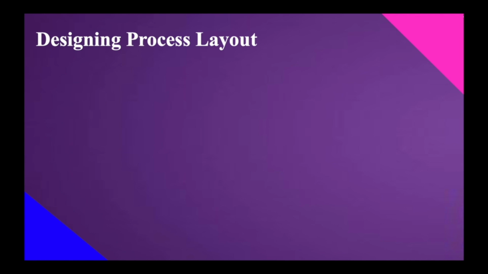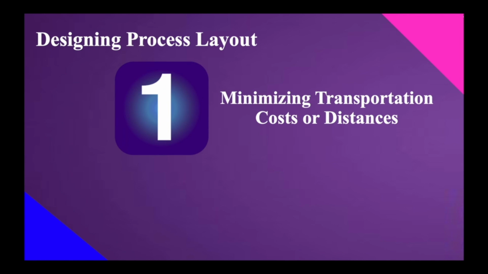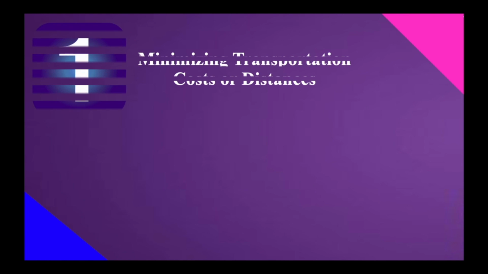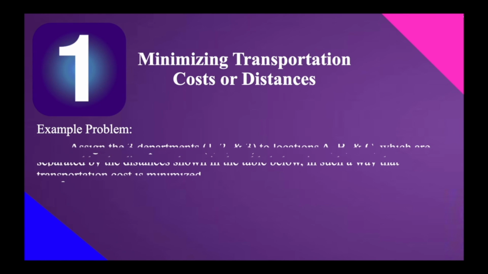So designing process layout. Actually, we have two approaches here under designing process layout. We can design process layout by minimizing transportation cost or distances, and secondly, we can design a process layout through closeness ratings. Okay, so let's start with number 1, minimizing transportation cost or distances. Let's have an example problem for this.